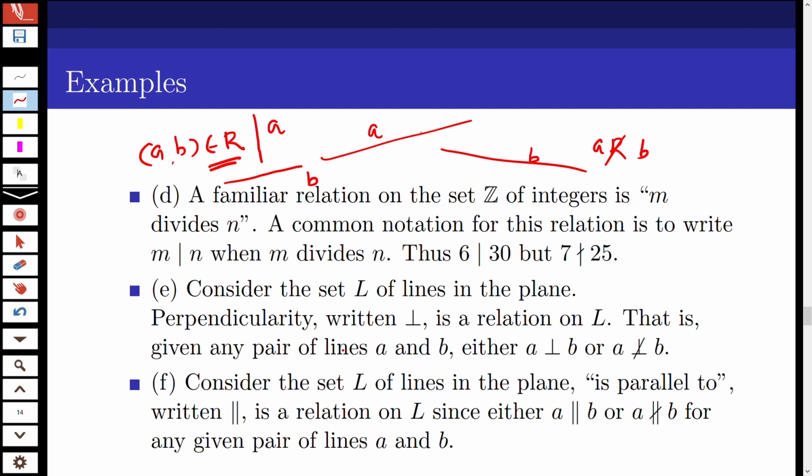Similarly, "is parallel to" is a relation because if you take any two lines in the plane, either they are parallel or they are non-parallel. So being parallel is a relation. If you take these two lines, they are not parallel, so A is not related to B if the relation is parallelism. And if you consider these two lines, then also A is not related to B under parallelism. But if you consider two lines like this, A and B, then A is related to B.